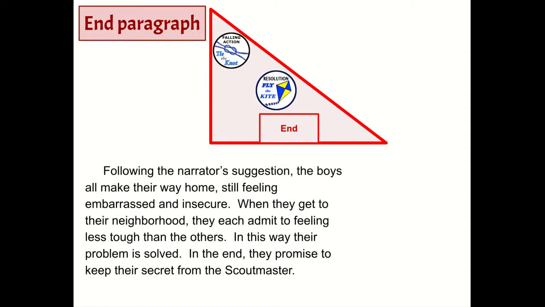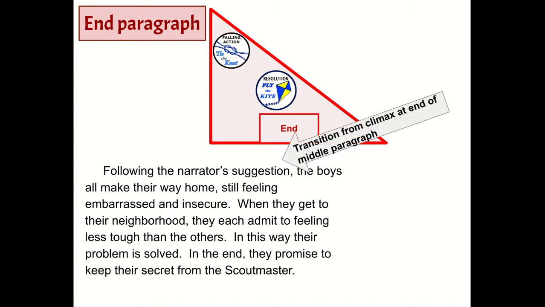So, for example, our end paragraph might read something like this. Following the narrator's suggestion, the boys all make their way home, still feeling embarrassed and insecure. When they get to their neighborhood, they each admit to feeling less tough than the others. In this way, their problem is solved. In the end, they promise to keep their secret from the Scoutmaster.